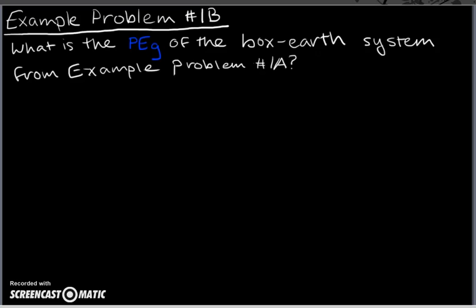Now, for a real one. What is the potential energy of gravity of the box-Earth system from example problem number 1a? Now that we said that the box and the Earth have gravitational potential energy toward one another, we can actually use the potential energy of gravity equation.